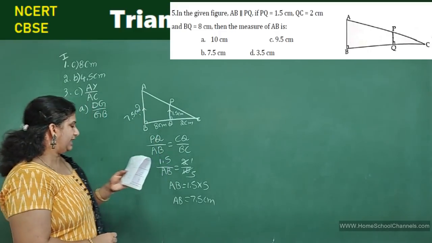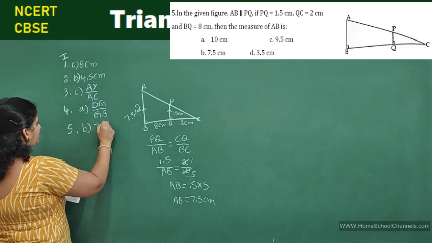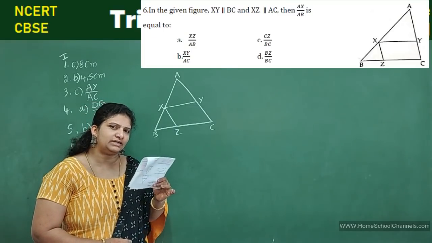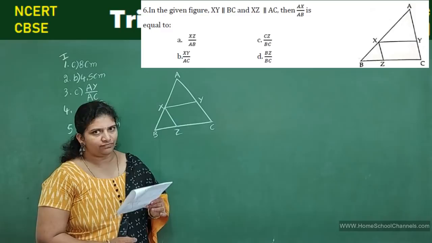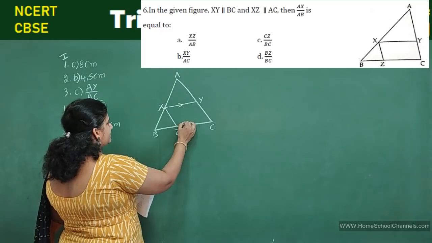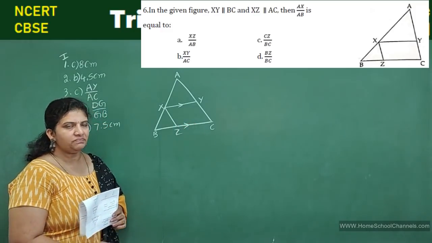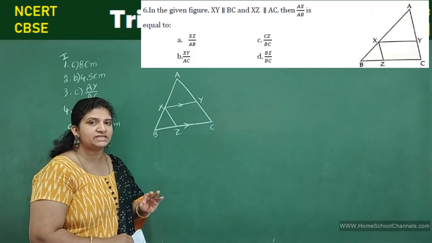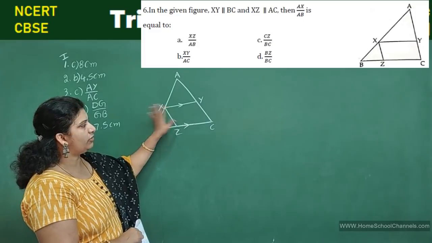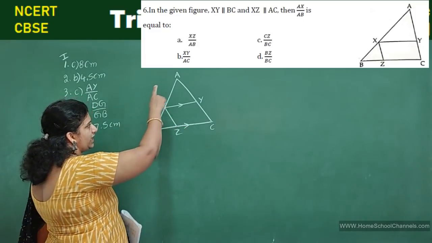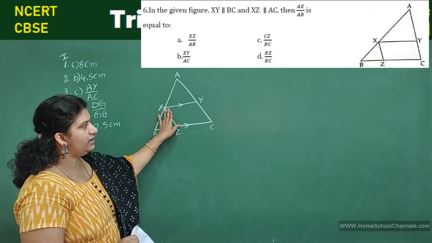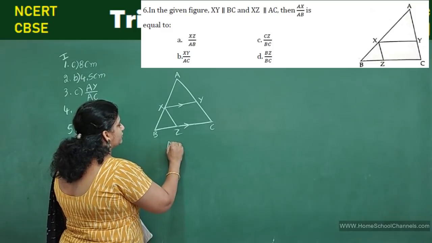So, which option is your right answer? Option B, 7.5 centimeters. Sixth one, this MCQ will be a little difficult for you. Try to understand carefully. In the given figure, XY is parallel to BC. Immediately you remember the basic proportionality theorem, that is, you can equate the ratios in proportion. Forget about XZ. Observe only XY parallel to BC. You can see triangle ABC. Forget about this line.